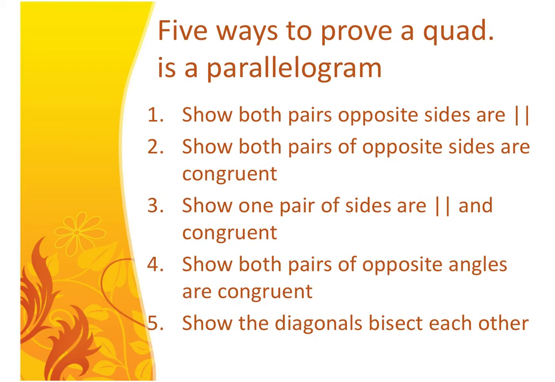There are 5 ways to prove that a quadrilateral is a parallelogram, okay? Based on those 5 theorems. You can either show that both pairs of opposite sides are parallel. That is called the definition. That's the definition of a parallelogram. You can show both pairs of opposite sides are congruent. That's opposite sides converse.